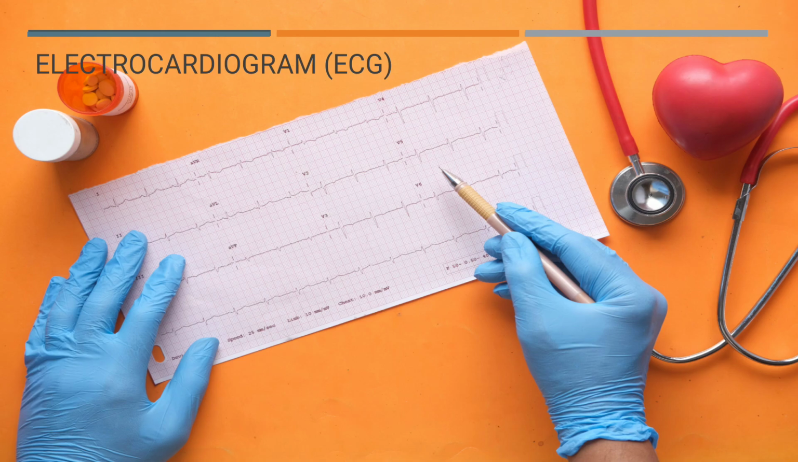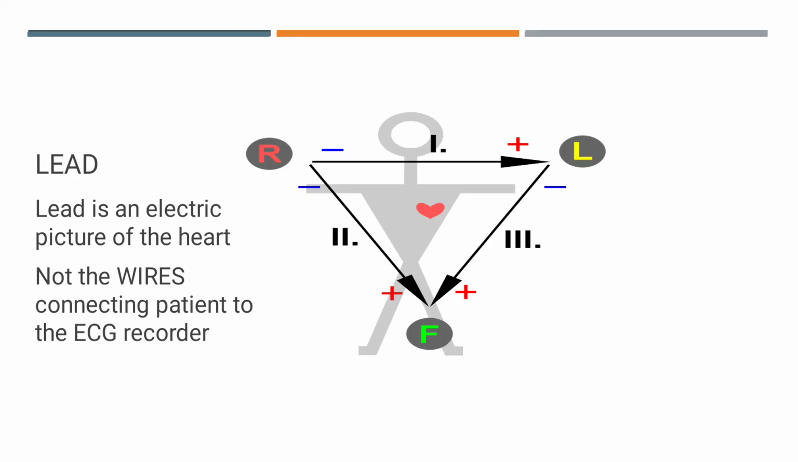Now let's get into the leads and axis basics. What is a lead? A lead is an electric picture of the heart, not the wires connecting the patient to the ECG recorder. Usually when you visit your hospital, you can see three wires that connect the ECG to your body.